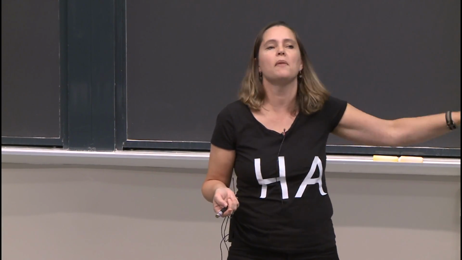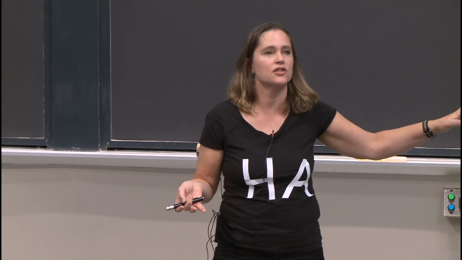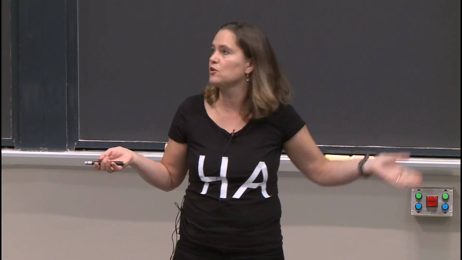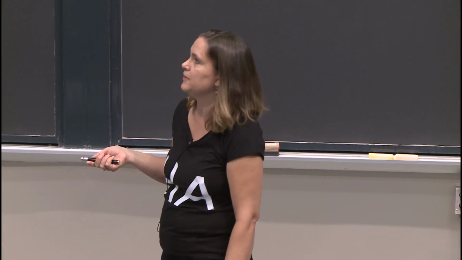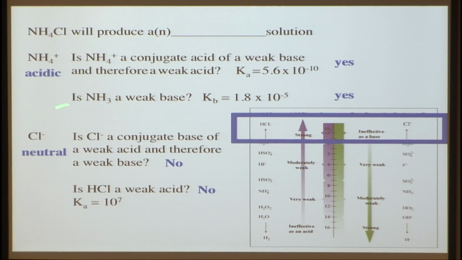And so Cl minus is not going to do anything to the solution. It's not going to be useful as a weak base. So this solution is going to be neutral, or the part of the solution due to Cl minus will be neutral. So here we have something that is acidic and something that's neutral. And so overall, the solution is acidic.